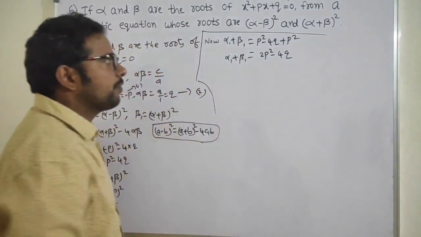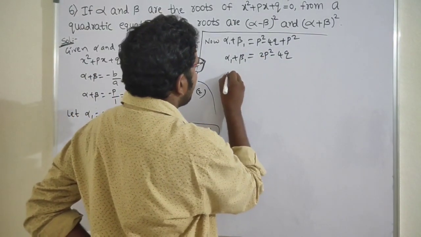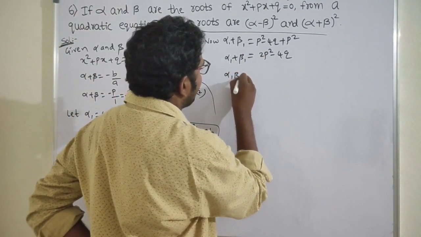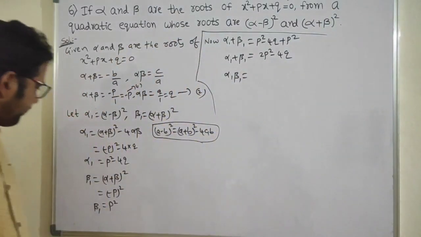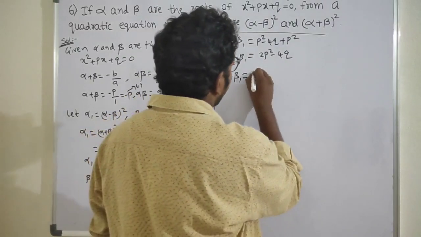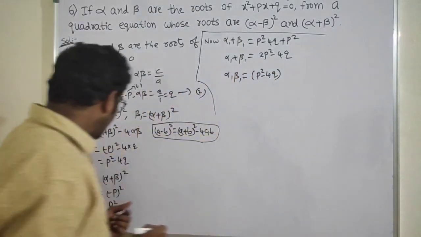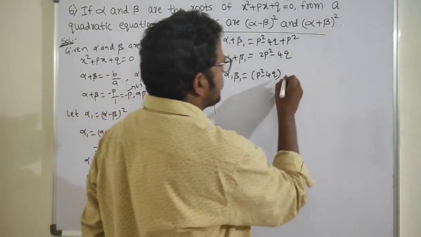Now find the product of roots alpha 1 beta 1. Alpha 1 beta 1 is equals to alpha 1, which is p square minus 4q, into beta 1 value p square.